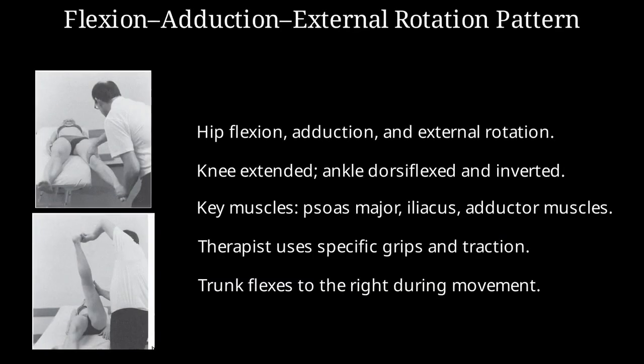This pattern features hip flexion, adduction, and external rotation, with the knee extended and the ankle dorsiflexed and inverted. Key muscles include psoas major, iliacus, and adductor muscles. The therapist uses specific grips and traction, ensuring the movement is smooth and the trunk flexes to the right.